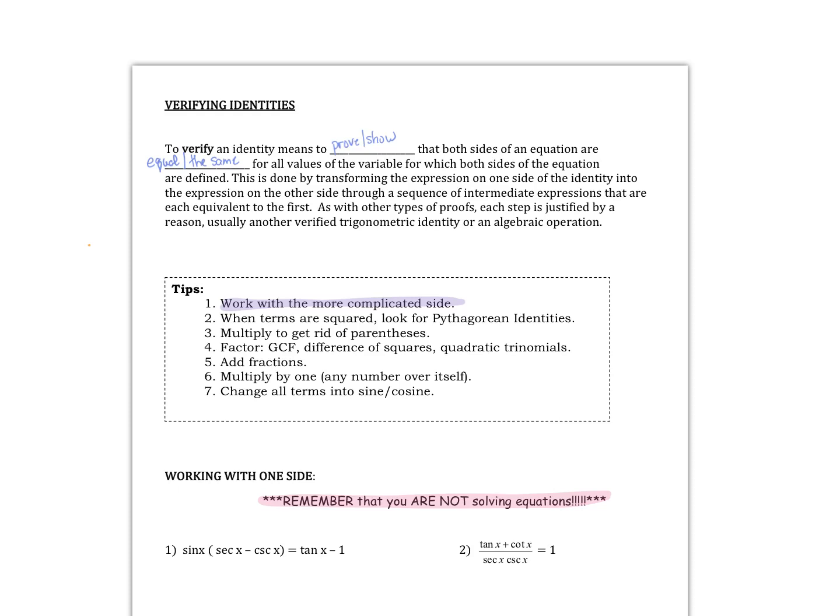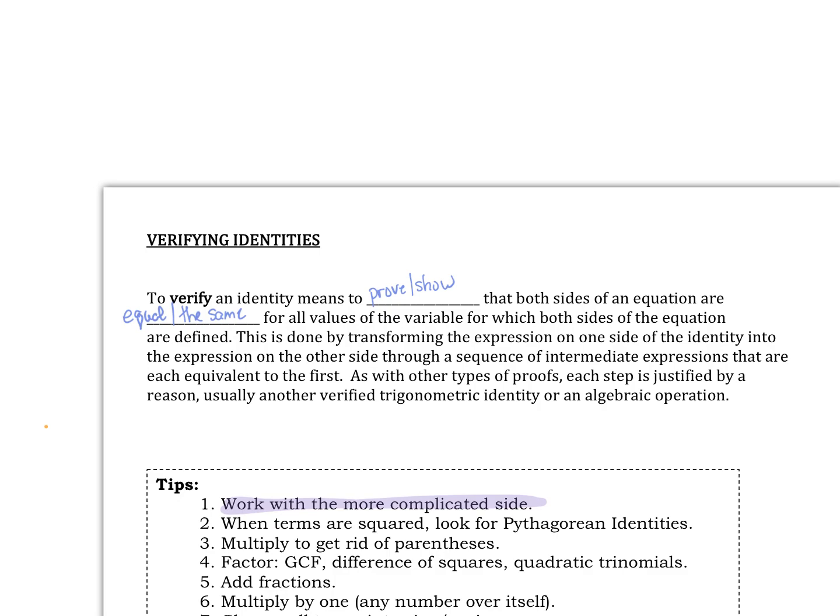All right, so let's talk about the process of actually verifying identities now. You have done some simplifying. The verifying is essentially the same thing, only they're going to get a little bit more complicated, because you can handle something a little bit more complicated since you've been working with these.